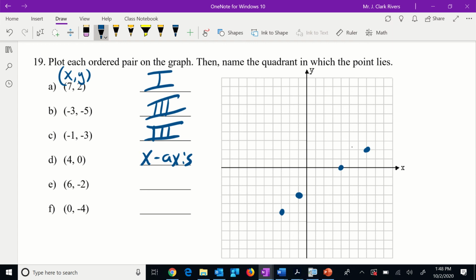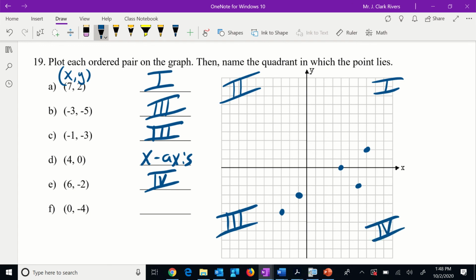6, -2. Okay, well, 1, 2, 3, 4, 5, 6 to the right, and then down 1, down 2. This is the point 6, -2. That's in quadrant 4. Again, the quadrants are quadrant 1 in the top right, and then we go to the left. Quadrant 2, quadrant 3, and quadrant 4. Those are your 4 quadrants.